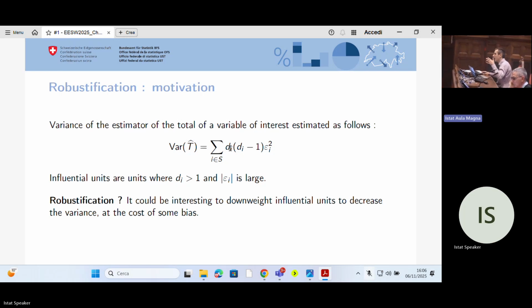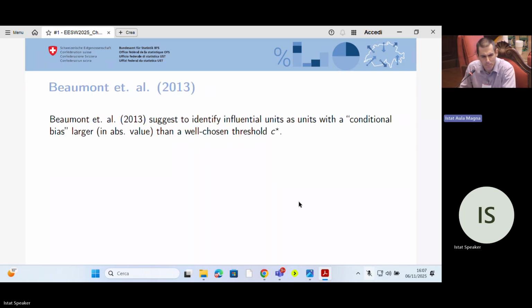Obviously, when you do that, this weight DI, it's the weight which enables to obtain something which is supposed to be unbiased, more or less unbiased. When you downweight the unit, you create bias. So you are going to win on the variance, but you are going to lose on the bias. You don't really know exactly how much you are going to lose on the bias. So how do we want to robustify?